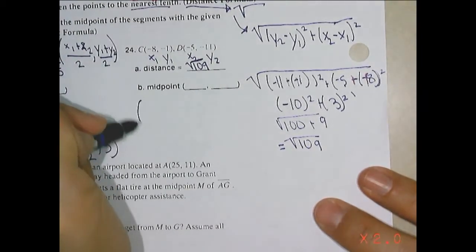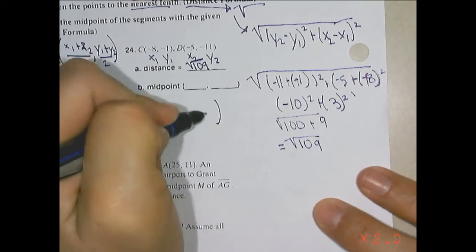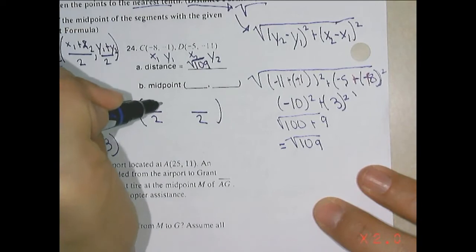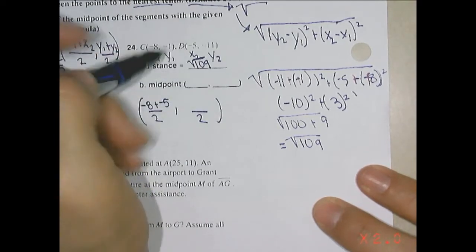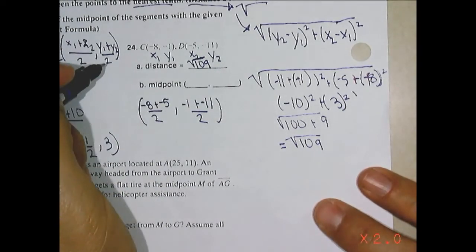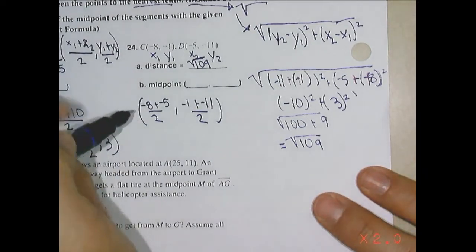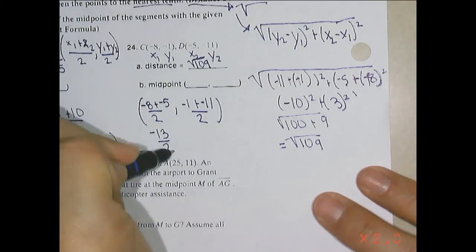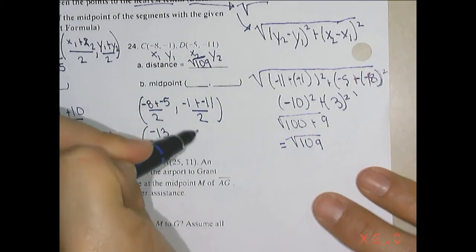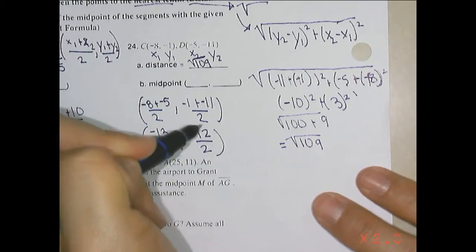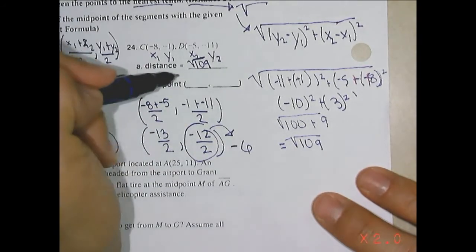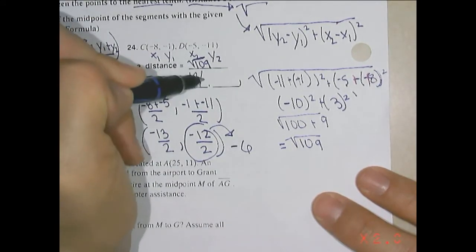Okay, so again, in parentheses, all over 2, all over 2, I'm going to take my x values. Negative 8 plus negative 5, and negative 1 plus negative 11. All right, negative 5 and negative 8 is negative 13 over 2. Well, that one can't be simplified. And then I have negative 1 and negative 11, which is negative 12 over 2. This one can be simplified, and it becomes negative 6. So my answer is negative 13 over 2 and negative 6.